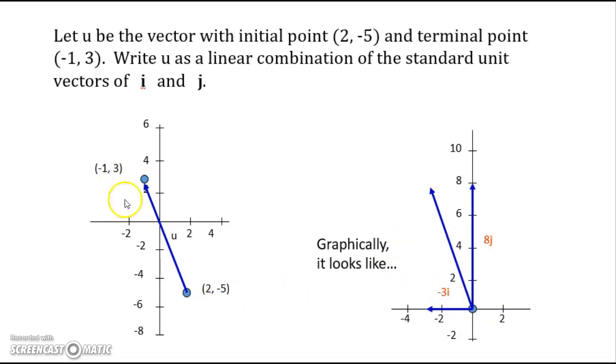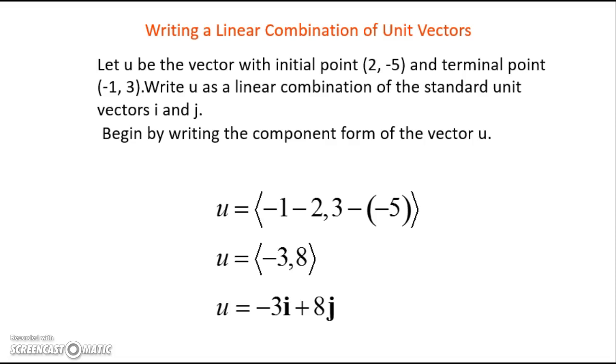So the horizontal component would be -3 because it's -1 minus 2. The vertical component would be +8. That's 3 minus a -5. So the vector u can be written as -3i plus 8j. All we're doing is taking the difference in the horizontal and the difference in the vertical starting from the initial point to the terminal point, just like we did for component form for a vector.